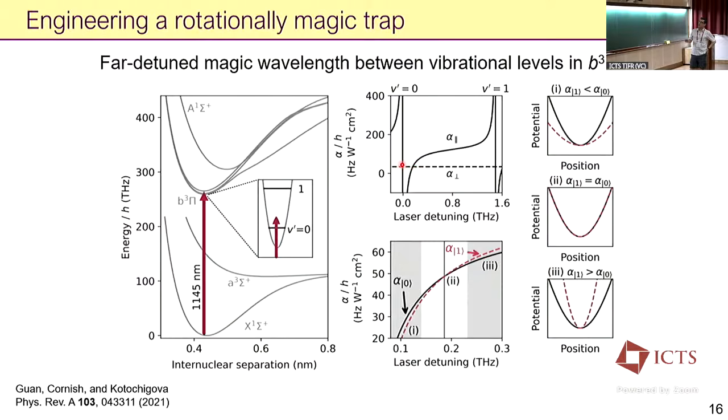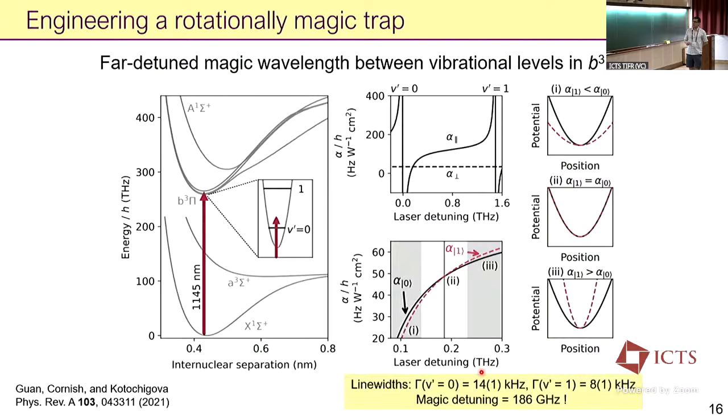And so at this point here, which I zoom into here, the polarizabilities of n equals 0 and n equals 1 become identical. And we get this magic condition where the two potentials associated with the trap that the molecule is experiencing in n equals 0 and n equals 1 look identical. And the dephasing goes away. So this is the magic condition.